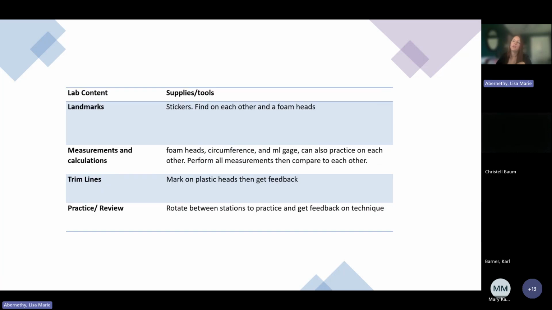For the labs, I usually have 3 labs and then a practice session. The first lab, we work on landmarks. The second one, measurements and calculations. And then we go in on trim lines. And I'll talk about this a little bit more later too.